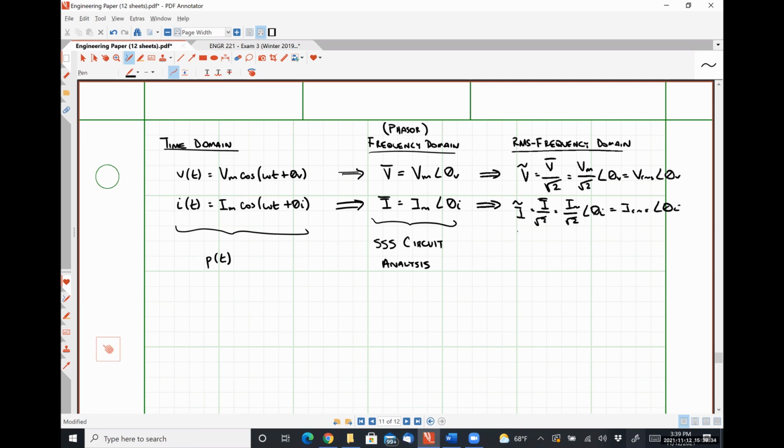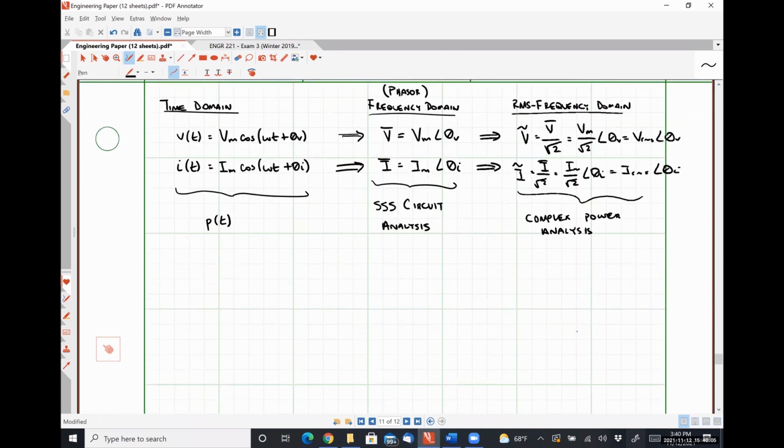The RMS frequency domain is where we do all of our complex power. Those are our definitions. We have complex power, and the apparent power and reactive power are the real and imaginary parts. Right, rectangular.